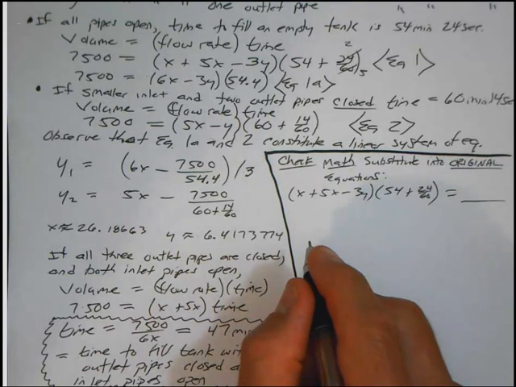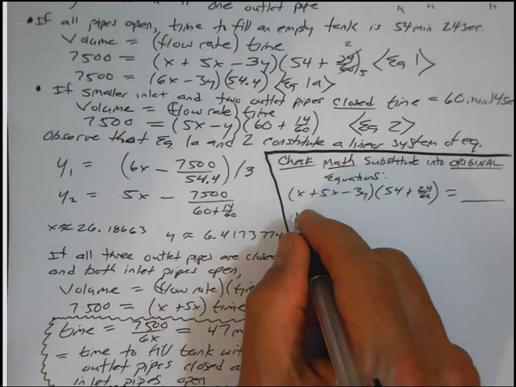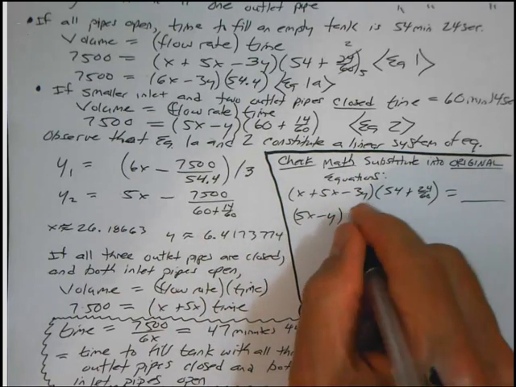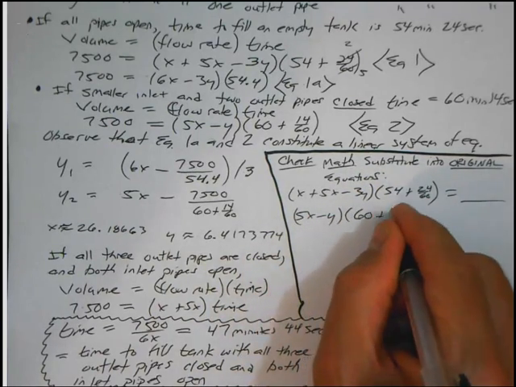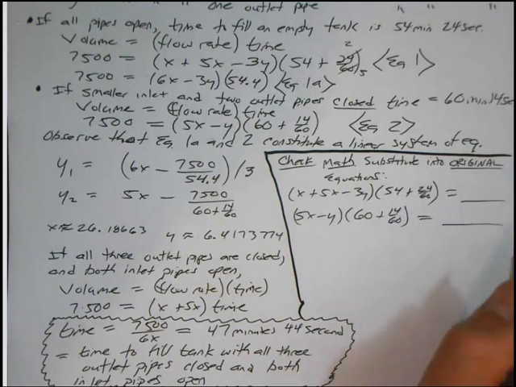And for the second equation, its right-hand side has all the variables in it. We'll worry about that then, and that means (5x - y) times (60 + 14/60). See what happens there. Hope to see 7,500. Okay, off to the calculator.